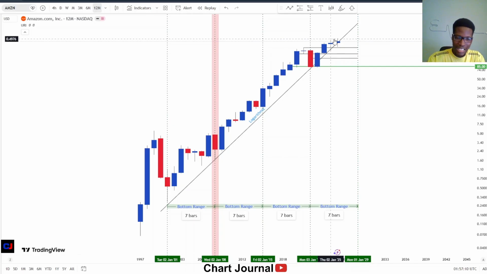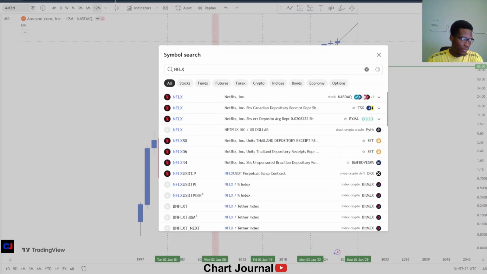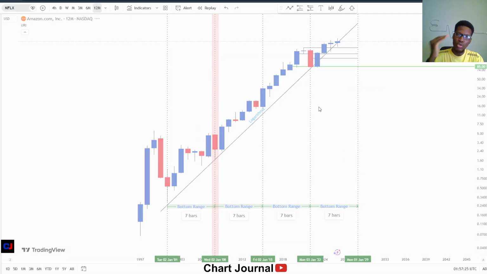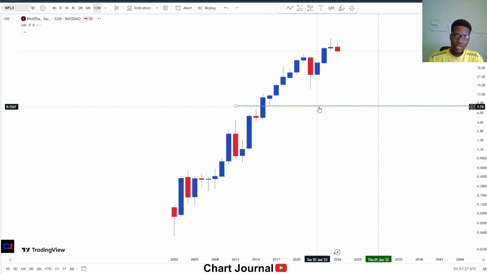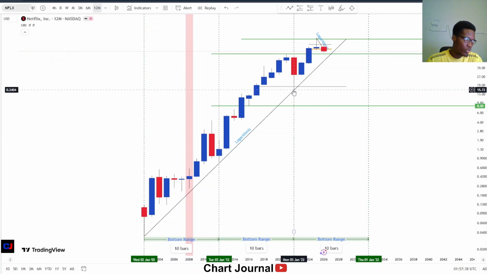Not only that, we can look at Netflix. The ticker symbol for Netflix is NFLX. Looking at Netflix as well, we also know from 2022 till 2025, we are likely going to go higher. Why is that? Because we have a 10-year cycle on Netflix. From this bottom of 2002, 10 years later is 2012, 10 years later is 2022. That as well, we will know we are likely going to go higher.